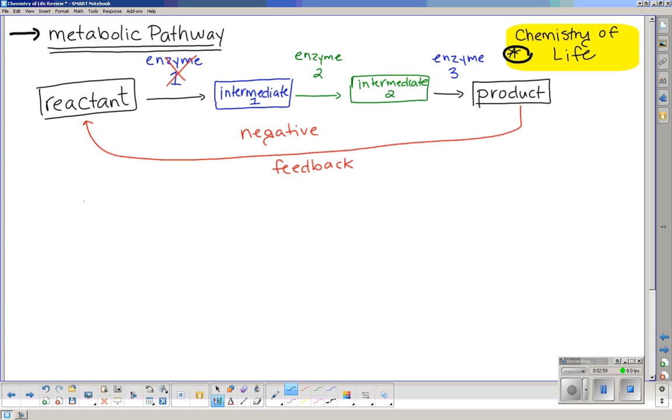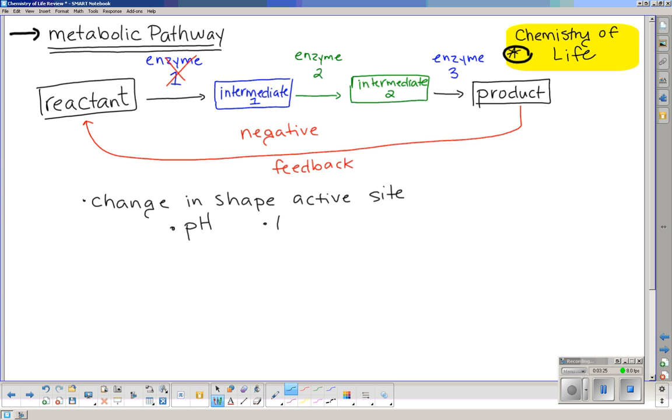Enzyme change in shape changes how it works. This can mean that we can regulate an enzyme, which is what allostery is. It also means that we can stop an enzyme, or we can change its productivity, or how much product is produced.